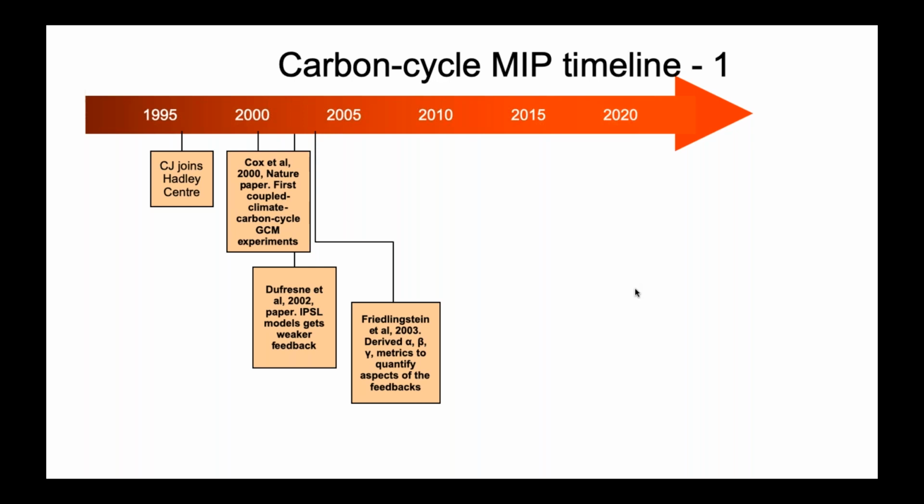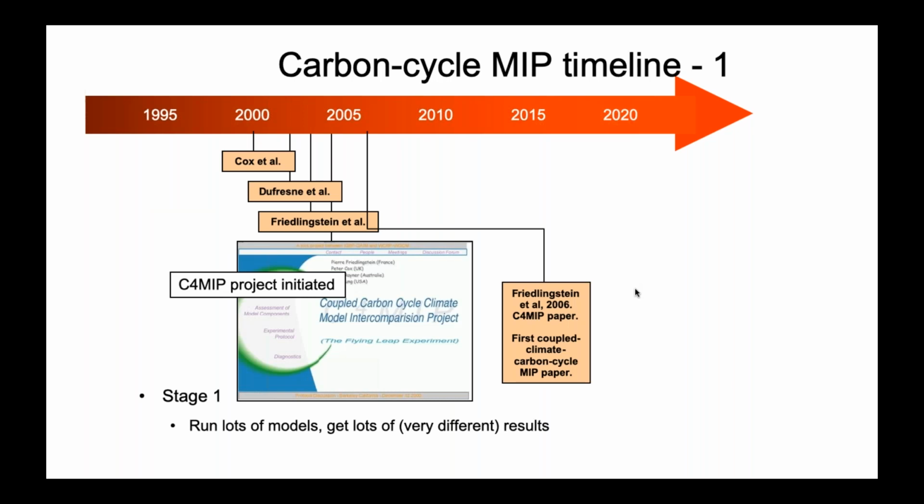And shortly after, the French group, Jean-Louis Dufresne and Pierre Friedlingstein and people, also published a similar study with their model. And the Hadley Center model had a really strong feedback between climate and the carbon cycle, and the French model a much weaker one. And Pierre derived shortly after that a feedback framework to quantify the different parts of the system into what we now know quite well as the alpha, beta and gamma terms that I'll describe a bit more later. And then because these two models were very different, this led to the initiation of an intercomparison across different carbon cycle models.